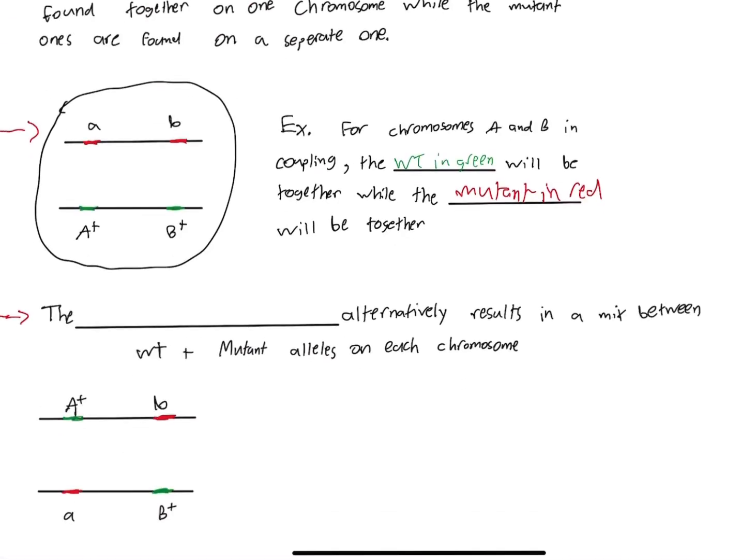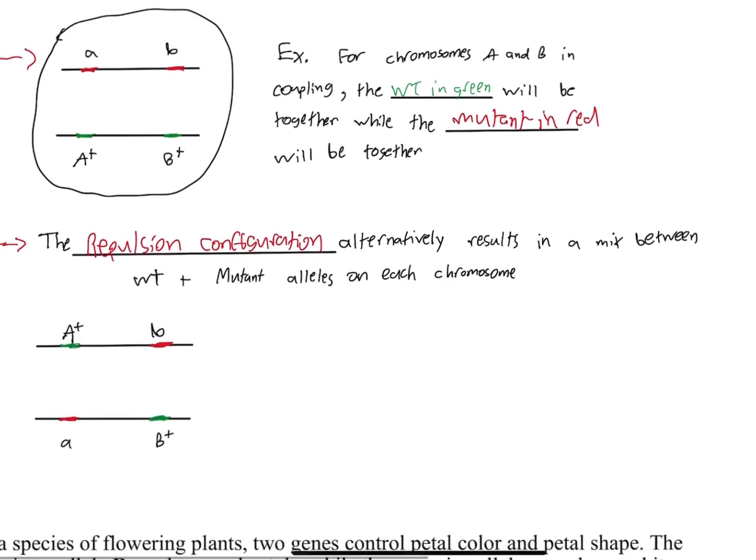Now, if we look at this same example for repulsion, we can see that the repulsion configuration alternatively results in a mix between wild-type and mutants on each chromosome. Using the same examples above, we can see that the mutant and wild-type alleles are mixed. And so if we look at our diagram on the left again, we can see that our top chromosome has a mix between the green wild-type and the red mutant, while the bottom chromosome also has that mix with the red mutant and the green wild-type.